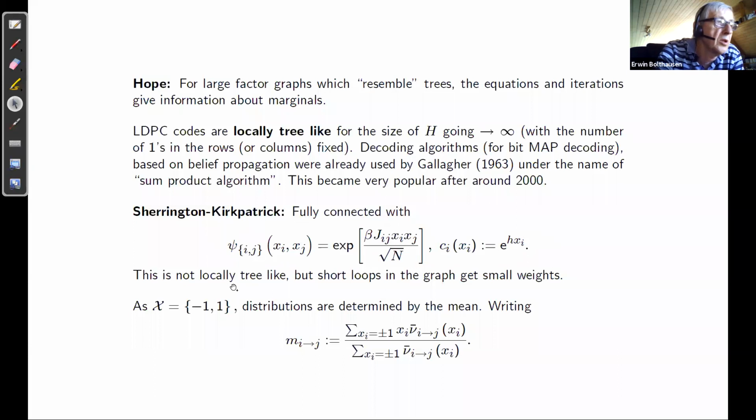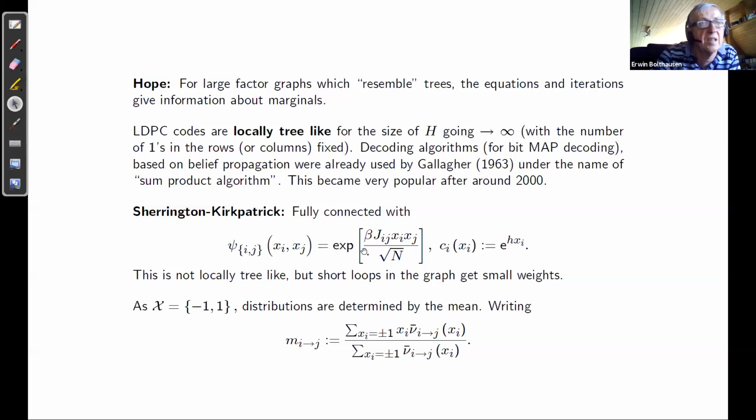Now this is also not locally a tree. For this LDPC code, the nice thing is that if the graph is large, then the underlying graph is not a tree, but locally it looks like a tree, which is really the basic reason that this algorithm works in that case. Now this is not the case here, so it's not locally a tree, but still you have the impression that short loops in the graph are getting essentially a small weight, because these J are small. For every pair, this is small, so essentially this is close to 1. So every single interaction is small.